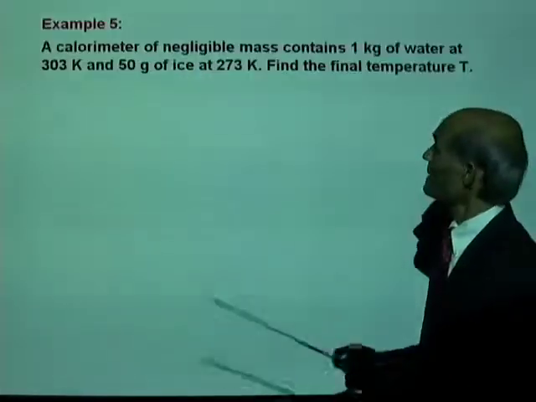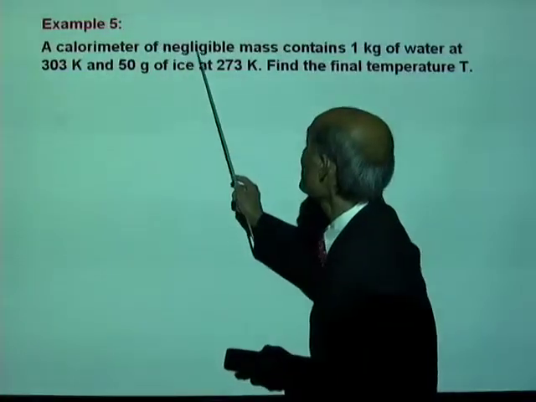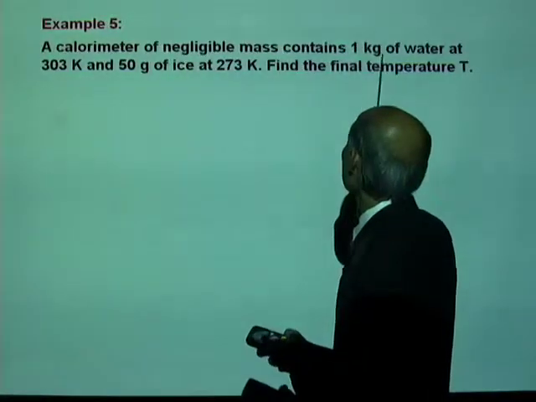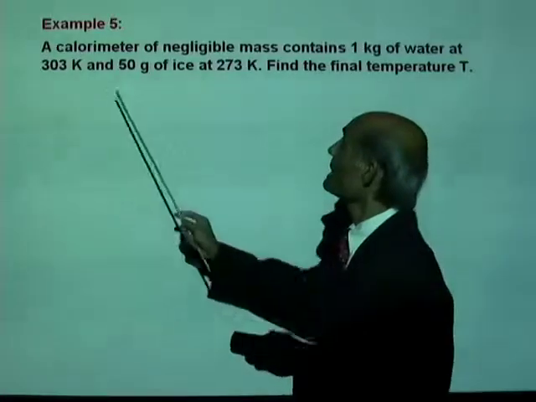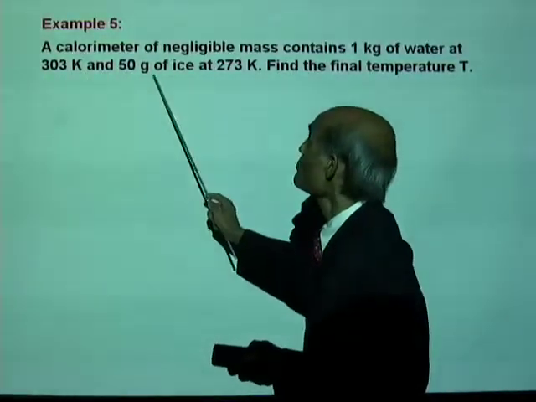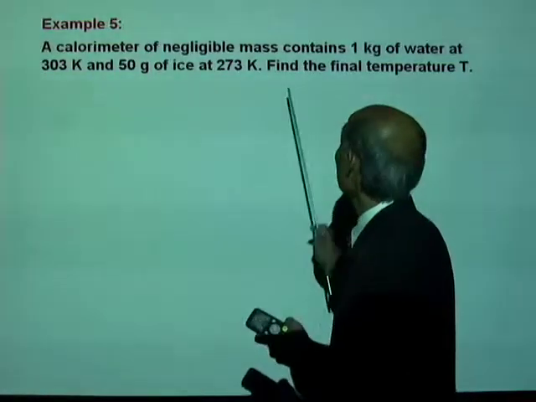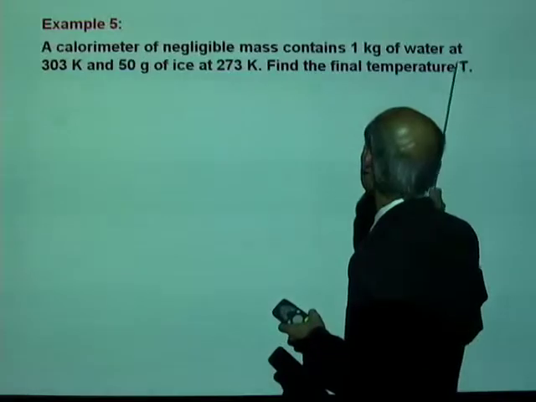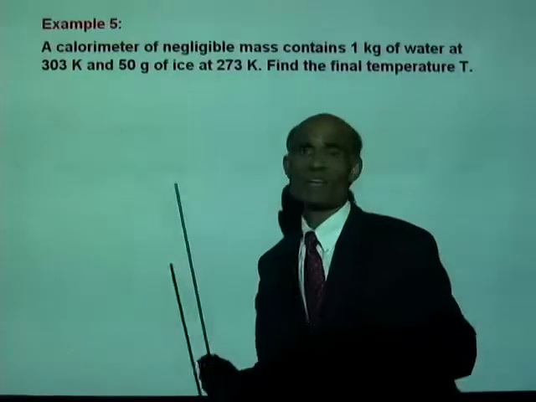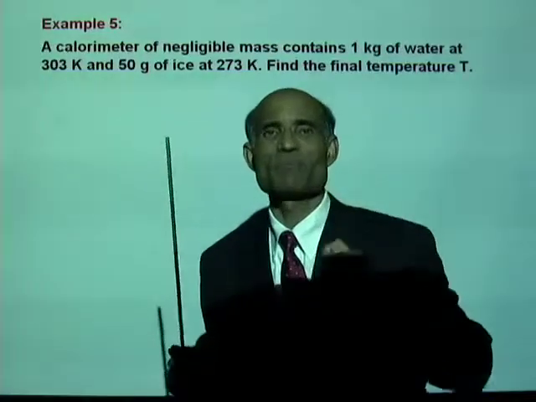Alright, let's do another problem. A calorimeter of negligible mass contains 1 kilogram of water at 303 Kelvin and 50 grams of ice at 273 Kelvin. Find the final temperature, uppercase T. We just use uppercase T as the final temperature.